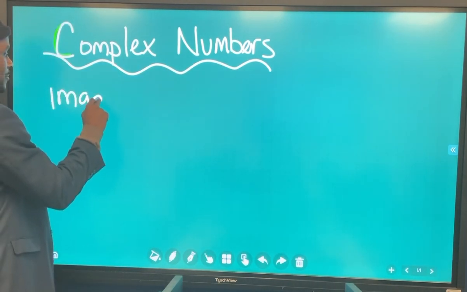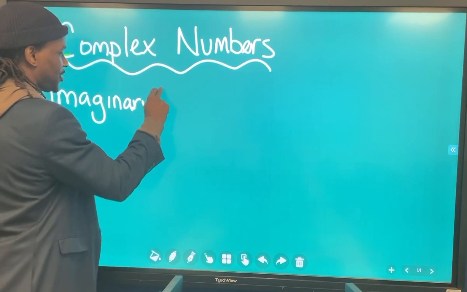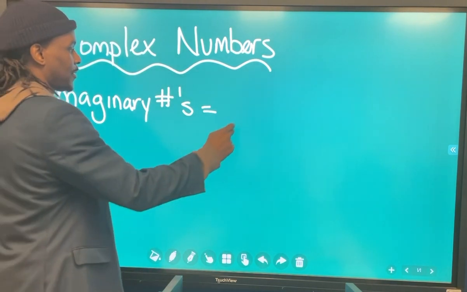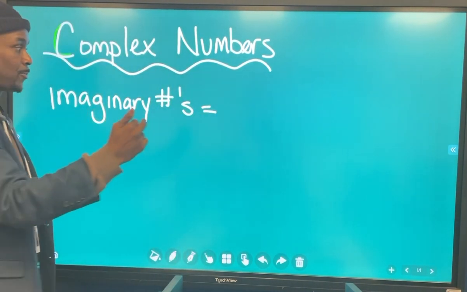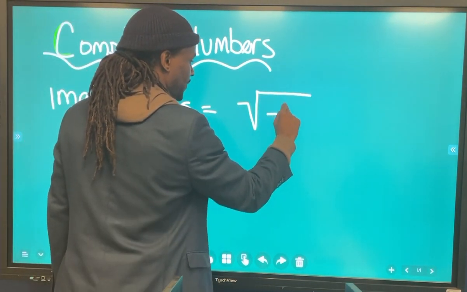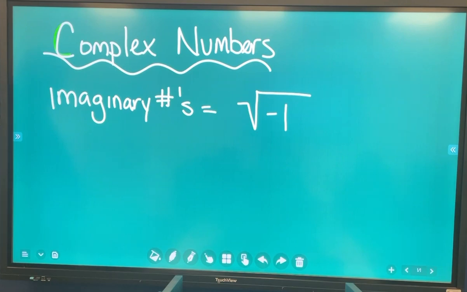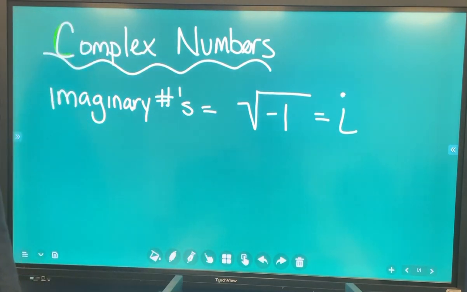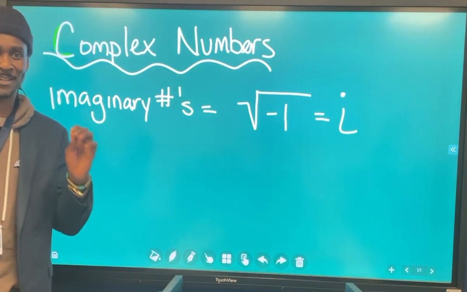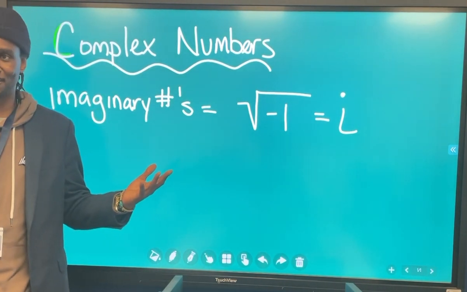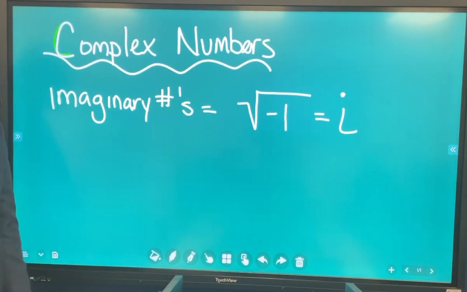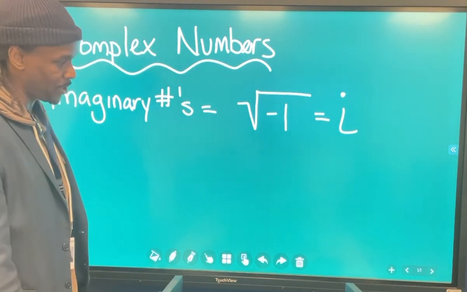So complex numbers deal with imaginary numbers, where if you end up with this value, the square root of -1, it's going to equal i. I know, you can't have a negative square root. It's not real, it's an imaginary number. In the event we end up with a negative square root, we give it an i. So that's the best way for you to go about it.